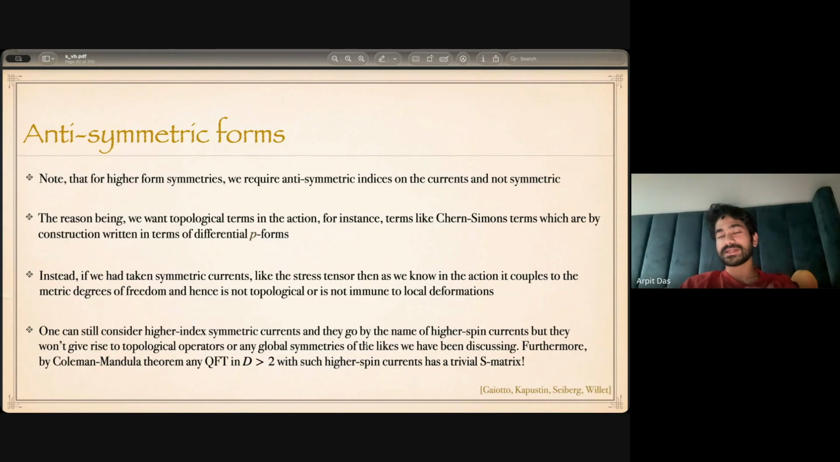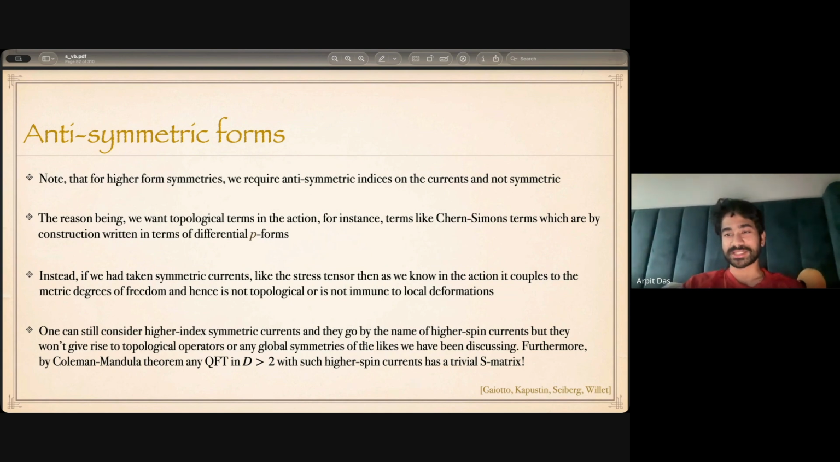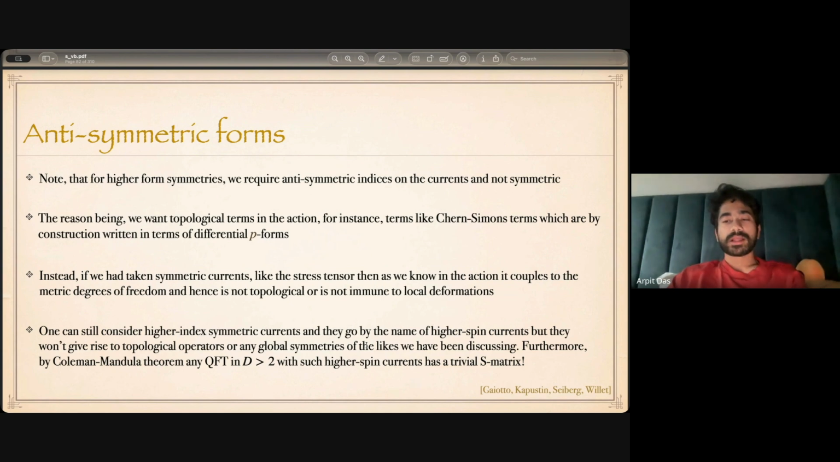So the theory is a theory of only free particles. And we want to do something interesting, have some interaction in our theory. So that's another motivation why not to care about symmetric currents or generalization of the stress tensor. Okay.